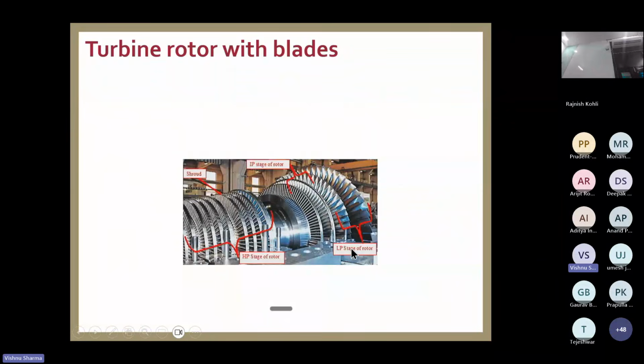Okay. Now this is one photograph of a turbine rotor, just to explain how this steam turbine rotor is. It looks like it is a 500 megawatt steam turbine. This rotor has a number of blades. This is the high pressure turbine. This is the medium pressure, IP, intermediate pressure, and this is the low pressure.